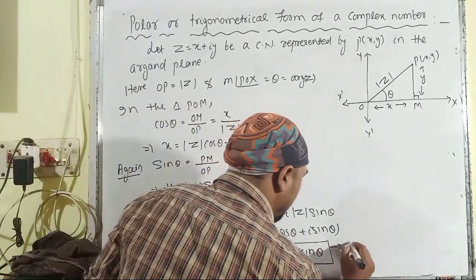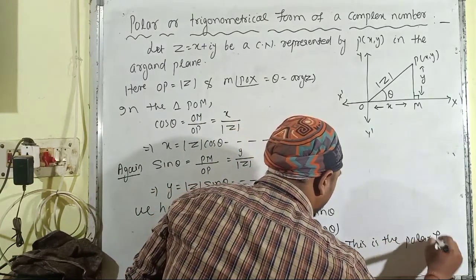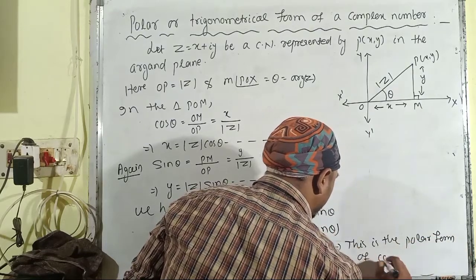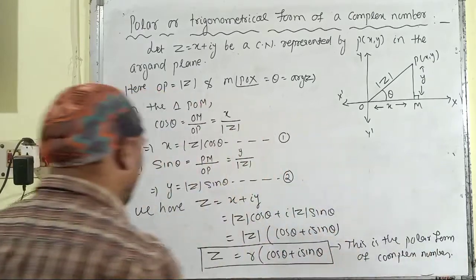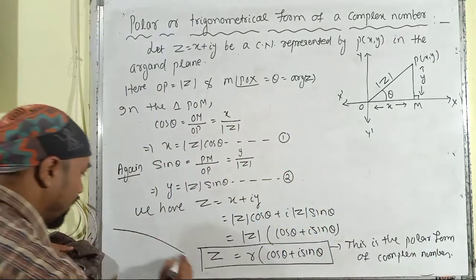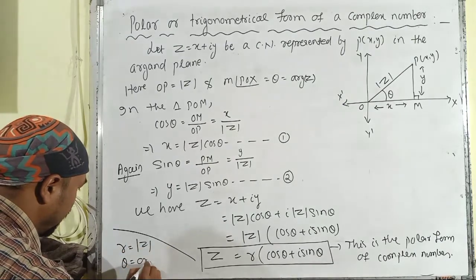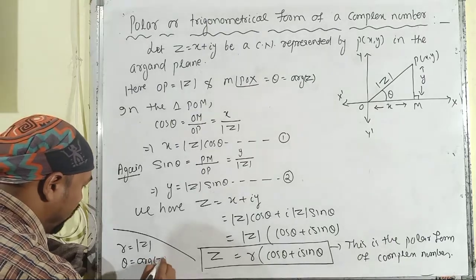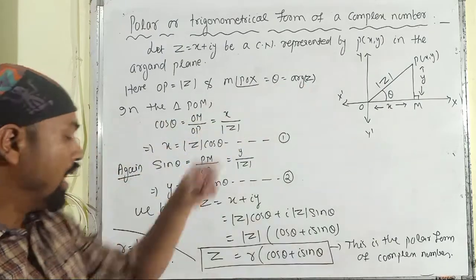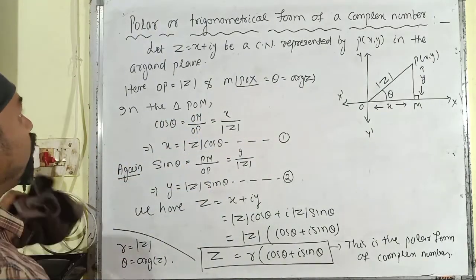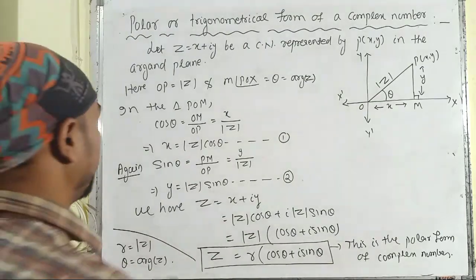So here you can write down, this is the polar form of a complex number. And here we have substituted some values. We have taken r as the modulus of z, and the value of theta is taken as the argument of z, as we have taken earlier. Here theta is equal to arg z. So here it is the polar form, or you can say the trigonometrical form of a complex number.